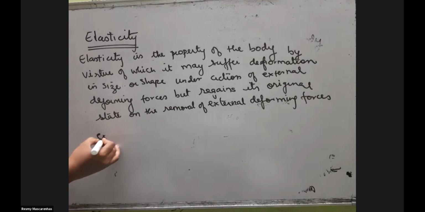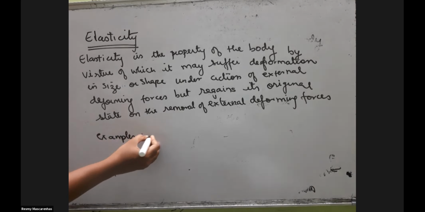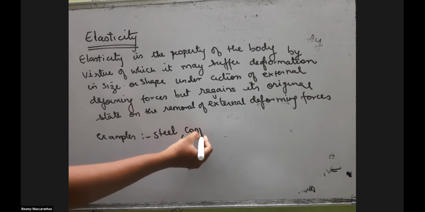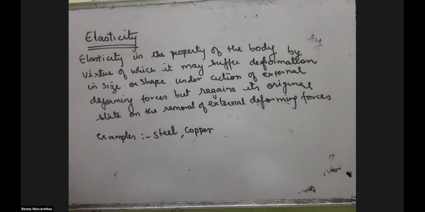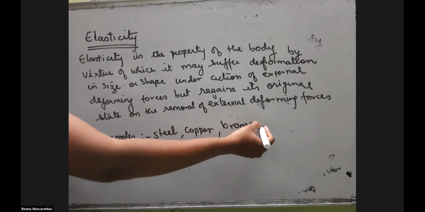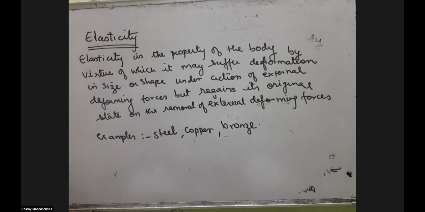There are certain materials which have elasticity, like steel, copper, bronze. Next is, what is plasticity.